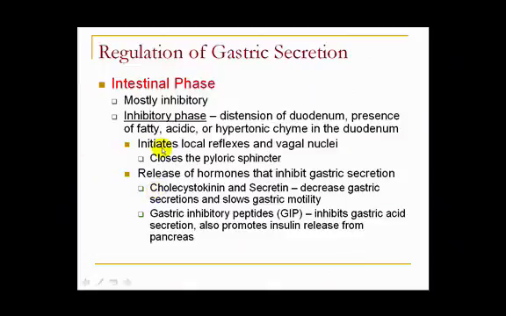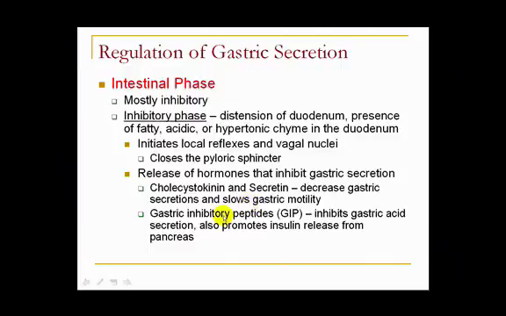So what happens is when it enters into the duodenum, there's a local reflex that's intrinsic, and then the vagus nerve, the vagal nuclei in your medulla, can trigger the closure of the pyloric sphincter. And then there are some hormones that are going to be released, from endocrine cells in the lining of the small intestines. Two hormones that you're going to hear about throughout this lecture are cholecystokinin, which we abbreviate CCK, and secretin. They will go back and work on the stomach. They'll travel in the blood to the stomach, and they'll decrease gastric secretions and slow gastric motility. So they're going to slow the stomach down.